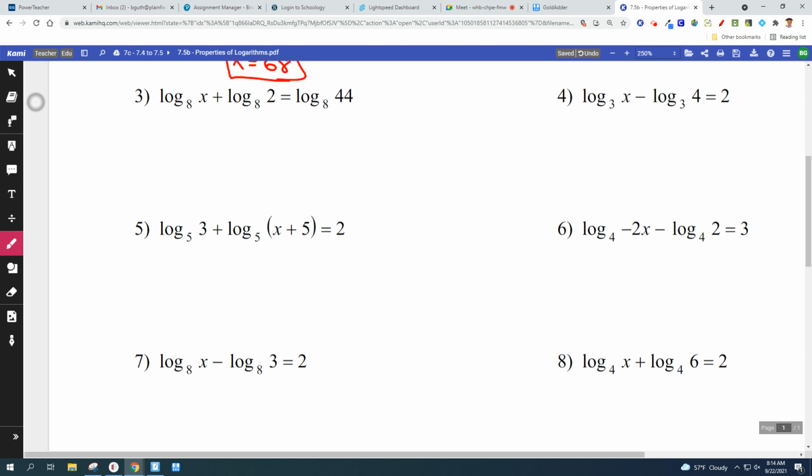Now, that was a lot of talk. Now we can go faster. What you have to do in problem number 3 is notice that that's a plus. We can condense to a single log by changing plus to what? Multiplication. So that's x times 2, or we could just say 2 times x. It doesn't matter if we switch it around.